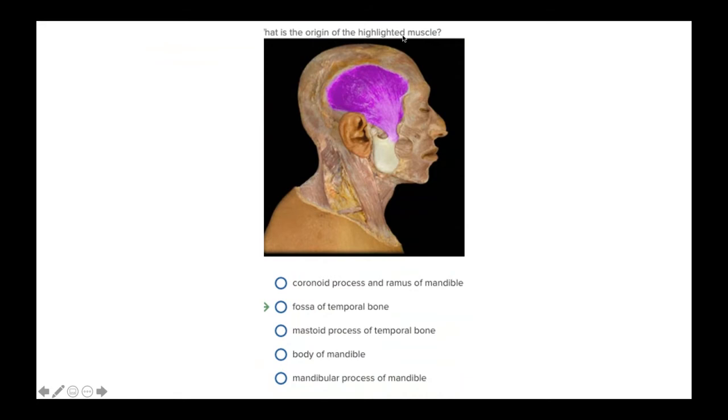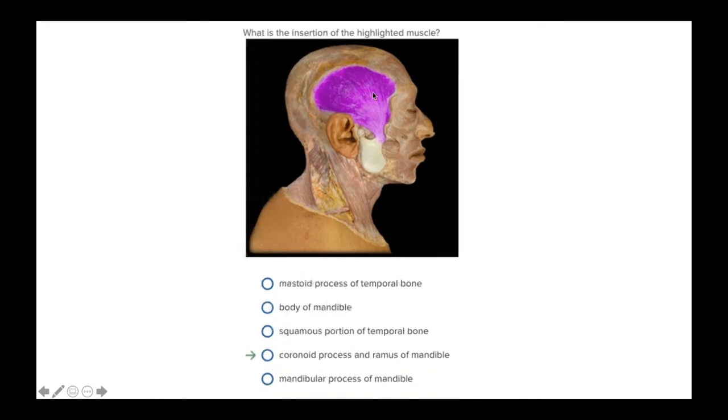What is the origin of the highlighted muscle? So the insertion is here, which is on the coronoid process of the mandible. Don't confuse coronoid with the term coracoid, but the origin is here on the temporal bone, on the fossa of the temporal bone. What is the insertion of the temporalis? Well, I think I gave it away before. It's the coronoid process and a little bit of the ramus of the mandible.